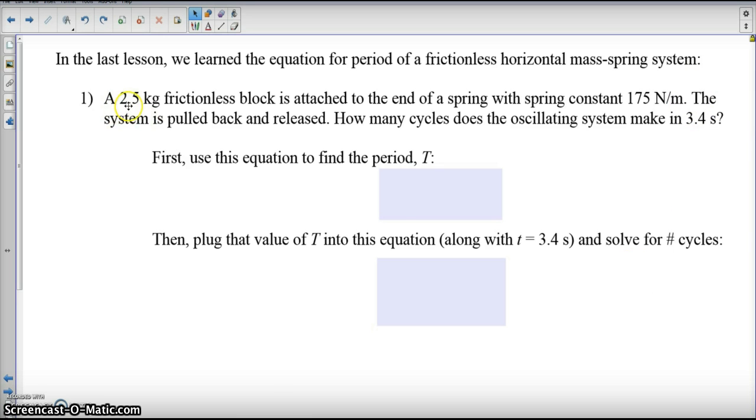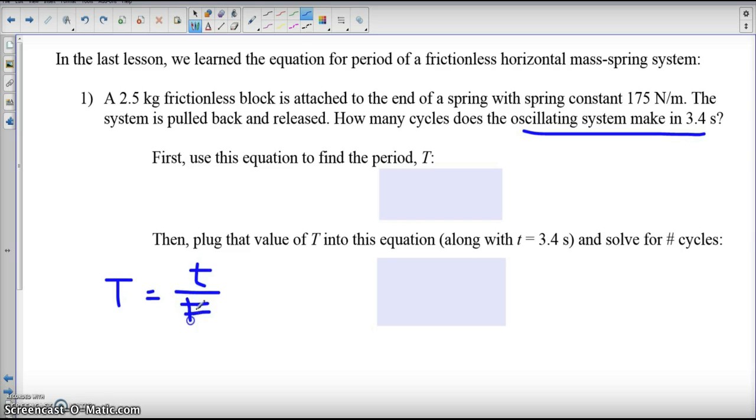Now, when we see 3.4 seconds, we're thinking, oh, this is a time, right? So we start to write down the equation with time. It's period, capital T, equals little t over number, where little t is the time it takes to complete this number of cycles. So what's 3.4 seconds? Is that capital T or is it little t?